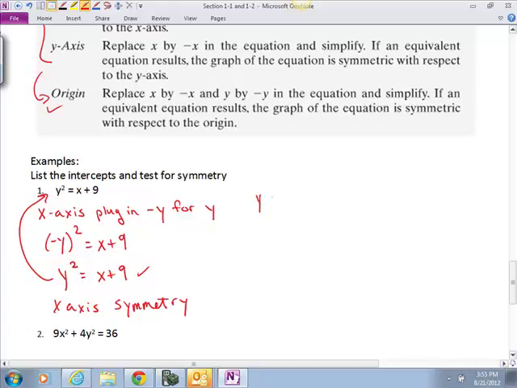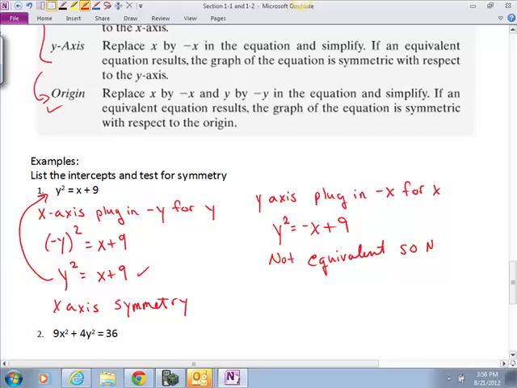If you try y-axis, you're going to plug in negative x for x. So you replace x by negative x. Well, if we do that, we'll get y squared equals negative x plus 9. And there's no simplification that you can do that will make it look like what you started with. So that is not equivalent. So no y-axis symmetry.